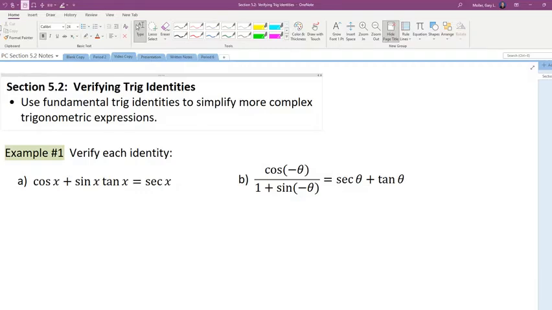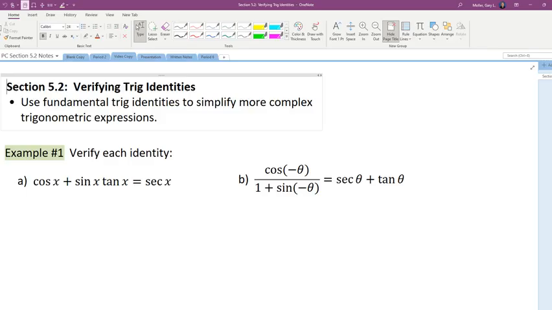All right, we're going to be talking about section 5.2 today, which is on verifying trig identities. And you might be thinking to yourself, wait, haven't we done that? And the answer would be, yes, we have. Honestly, I'm not sure exactly why they split these into two different sections, but we're just going to do a little more practice on what we've done.